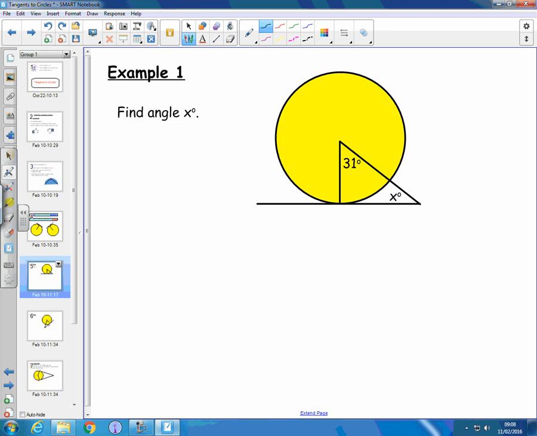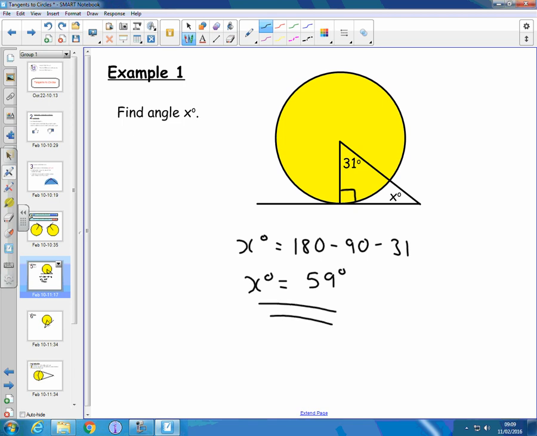Now, using the property we've just talked about, this angle here must be a right angle, and then angles in a triangle always add up to 180 degrees. So to find x, I'm going to do x equals 180, take away 90, take away 31, and I'm going to get that x is equal to 59 degrees. So x is equal to 59 degrees.